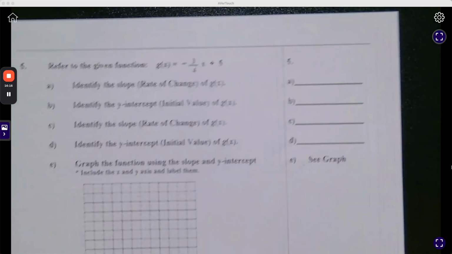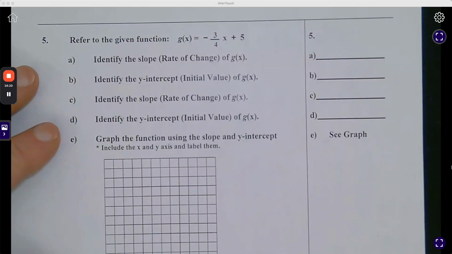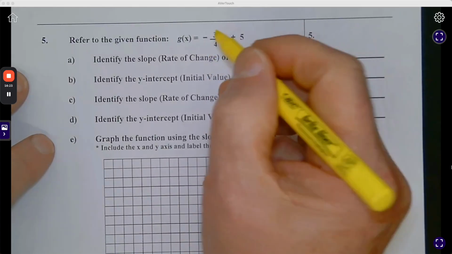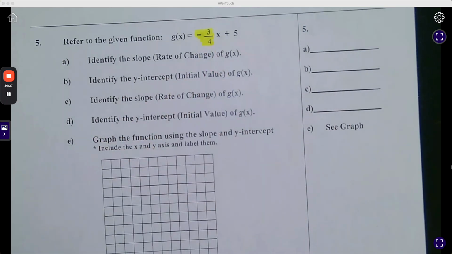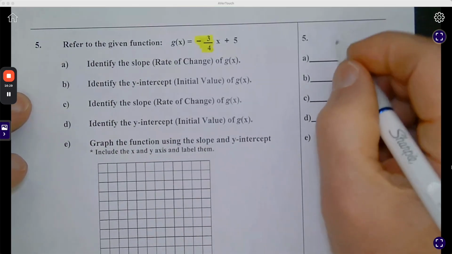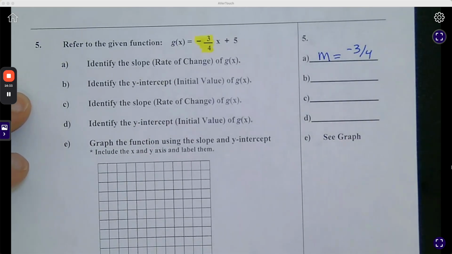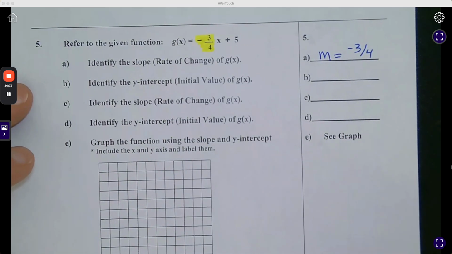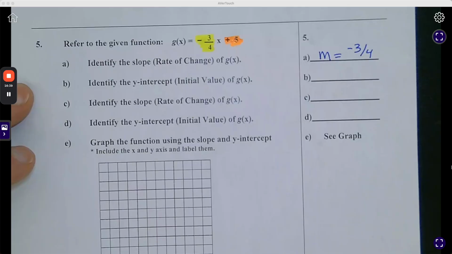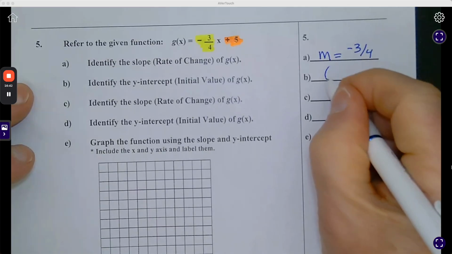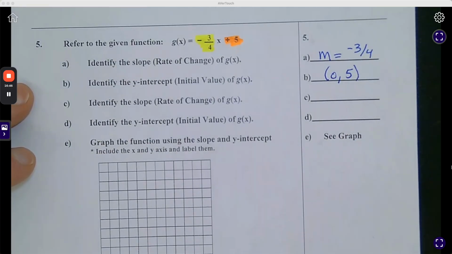Oh, we can do this. Identify the slope. Well, remember, the slope is the m. It's the rise over run, and it's always in front of the input variable x. All right, so that's -3/2. Identify the y-intercept. Well, the y-intercept is the constant term. When you're in slope-intercept form, that's the b. Make sure you put that as an ordered pair for full credit.